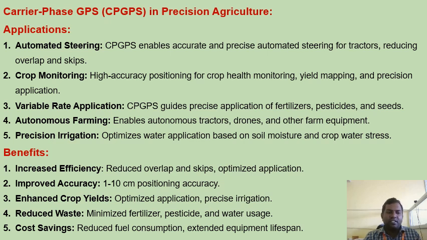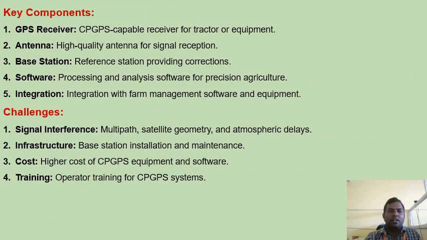The benefits of carrier-based GPS are increased efficiency, reduced overlap and skips, and optimized application. Also improved accuracy, that is 1 to 10 centimeter precision, enhanced crop yields, reduced waste, and cost savings. These are the benefits in the precision agriculture process. The key components we have already shown: GPS receiver, antenna, base station, and software and integration. The challenges involved in precision agriculture are signal interference, infrastructure cost, and training. So these are the challenges faced in implementing CPGPS.